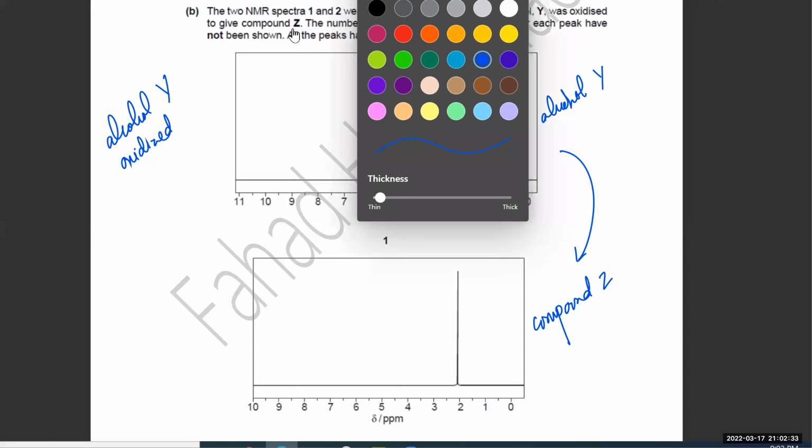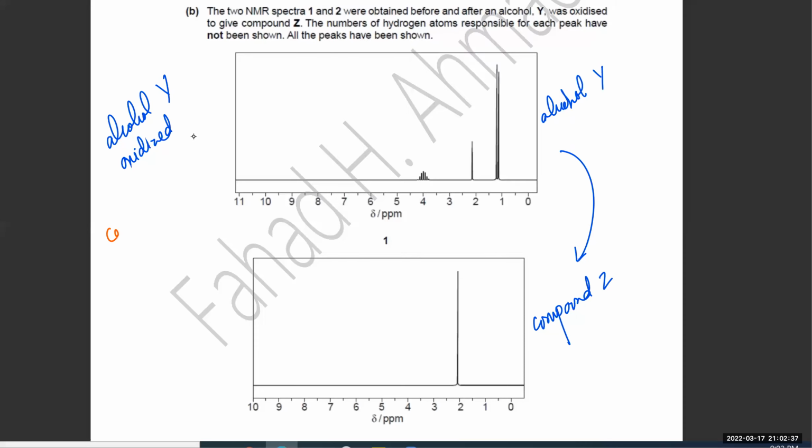You'll get a carboxylic acid or a ketone. So that's one option. You can get a ketone, or you can also get an aldehyde, right? So which of these products do you think can have a single peak?